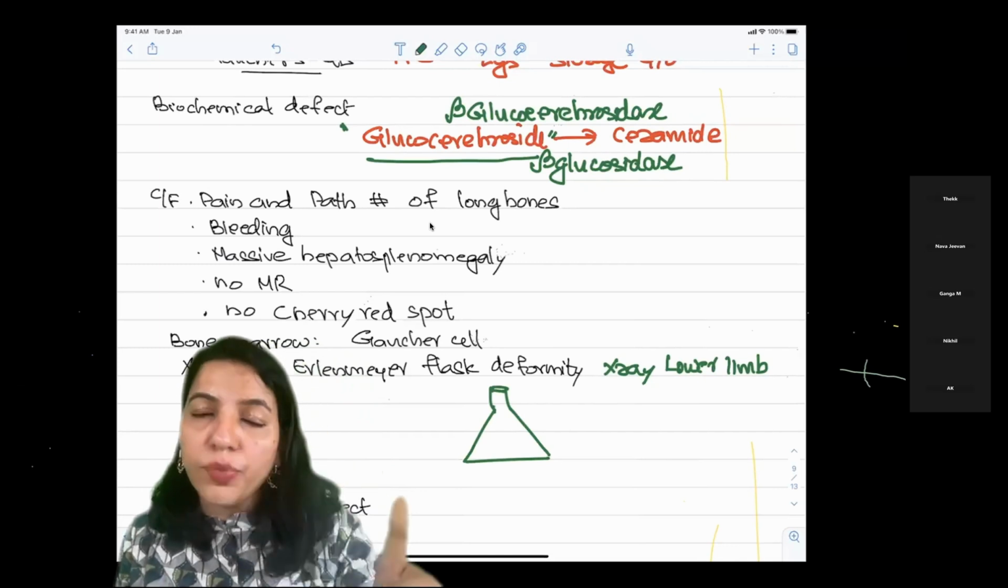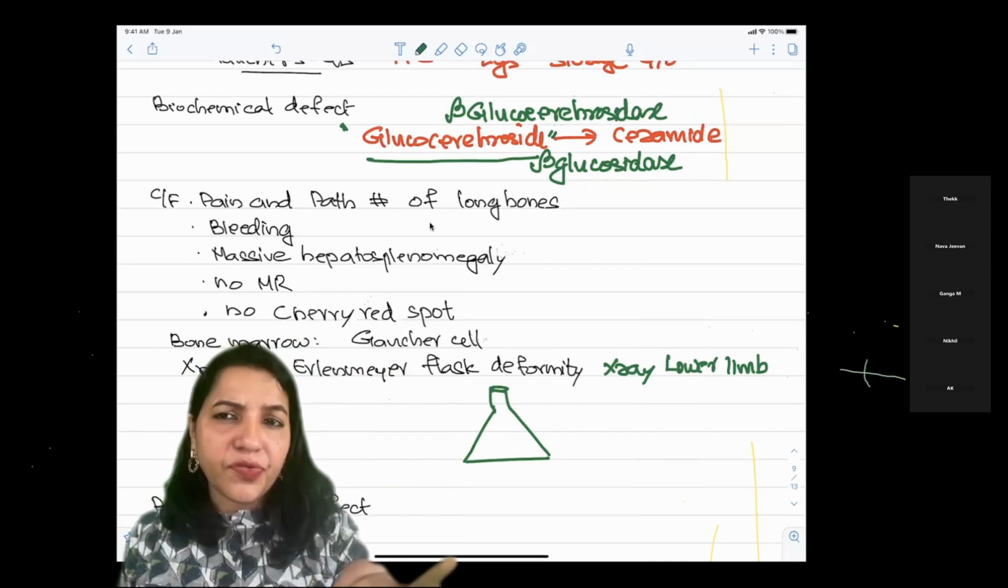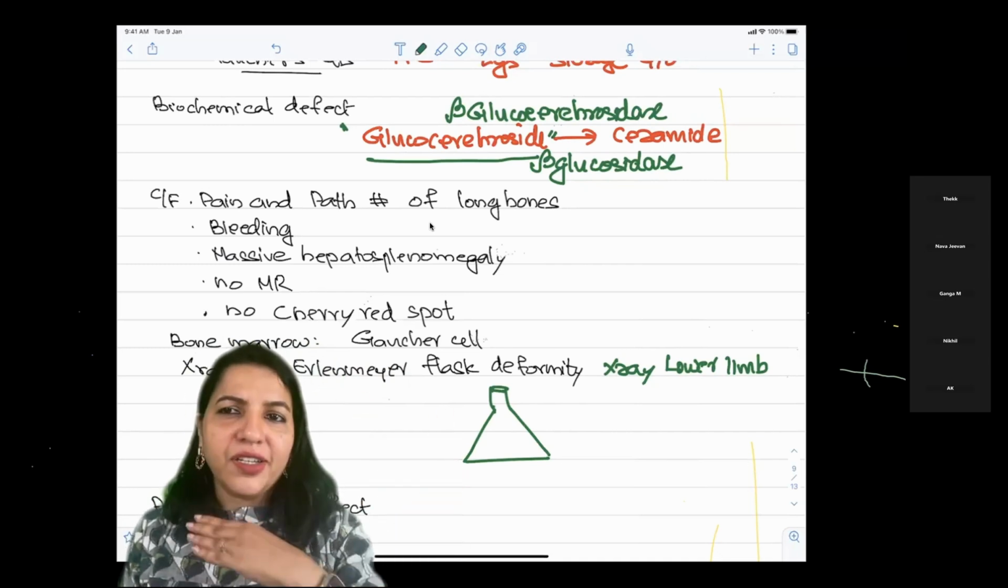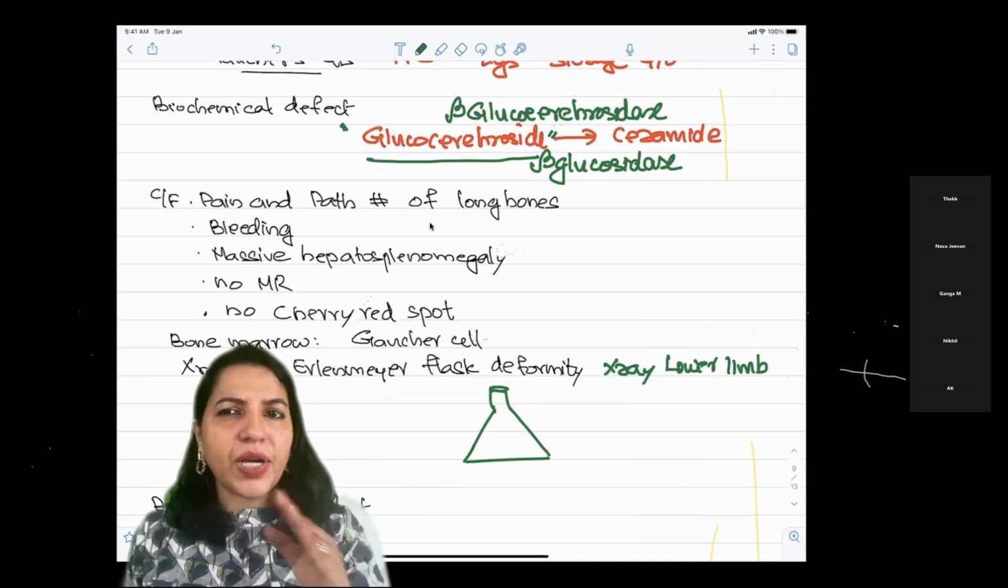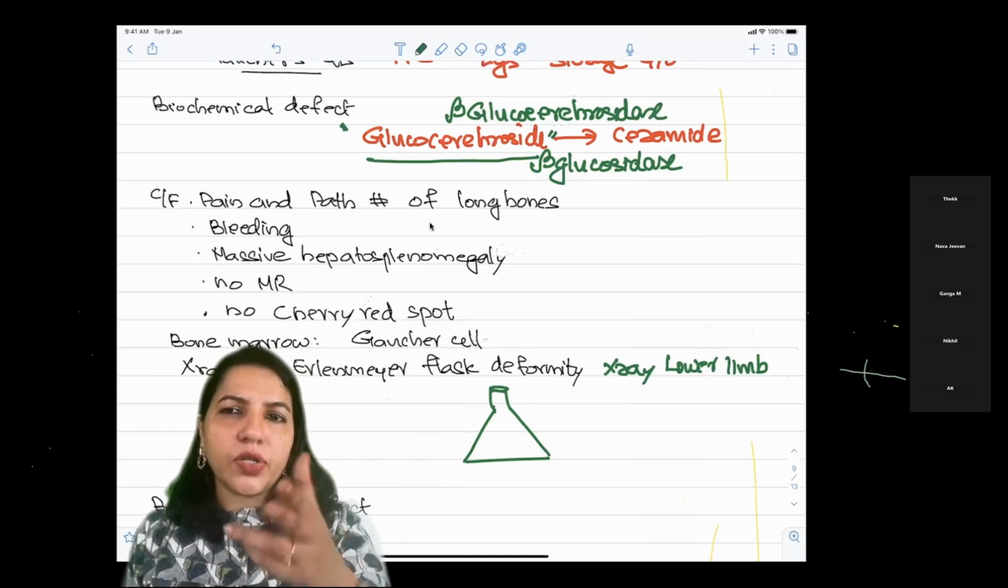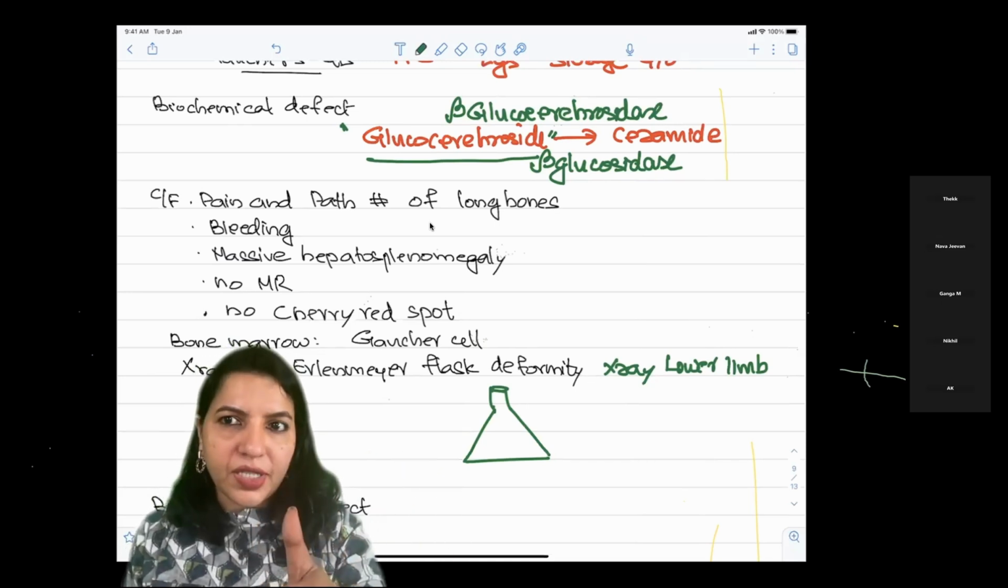So there is no mental retardation. There is no cherry red spot. The enzyme defect is asked. Everything about Gaucher disease, please do learn. Don't leave anything in Gaucher's disease. For everything else I told you to just learn 1 or 2 points. That is enough. But Gaucher's disease, learn everything. How will it present?